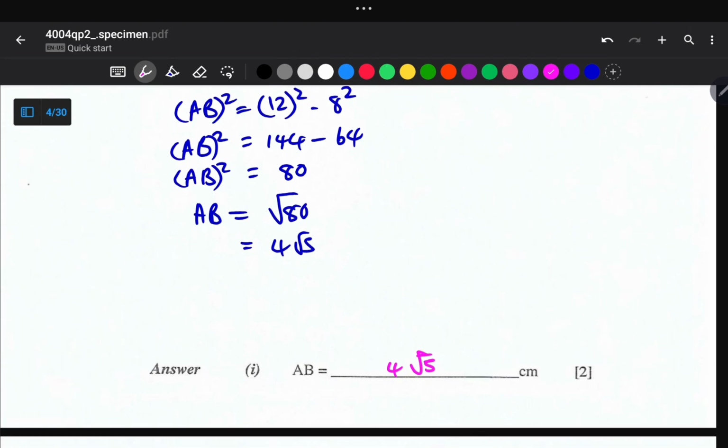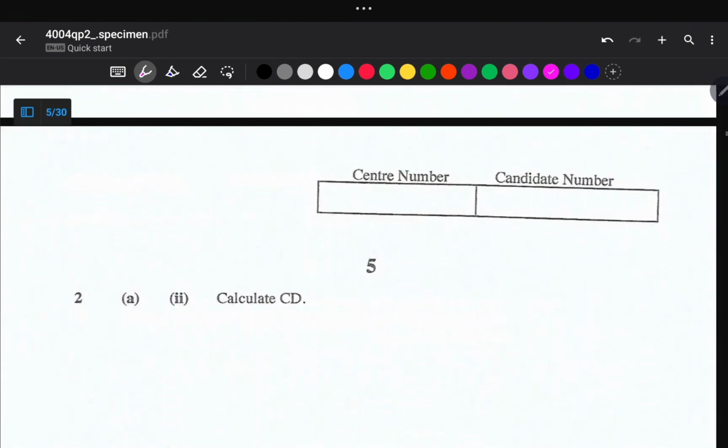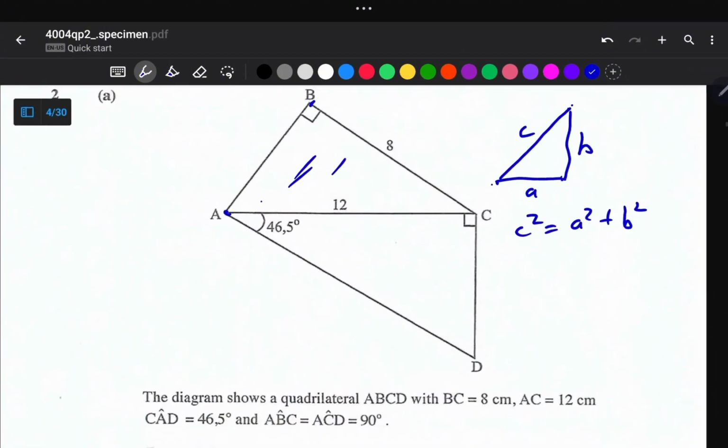Okay, so let us move on to the next part of the question, which says calculate the length of CD. We want to calculate the length of CD from this point here to this point, given that we have this angle here, 46.5. Here we also have a 90 degrees angle. So we are going to use our trig ratios, which are SOH, CAH, TOA.